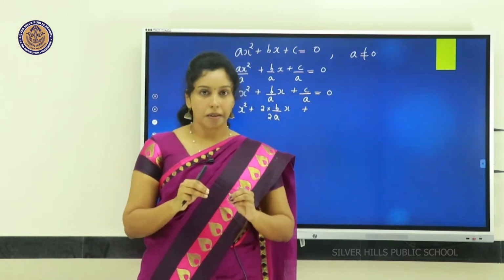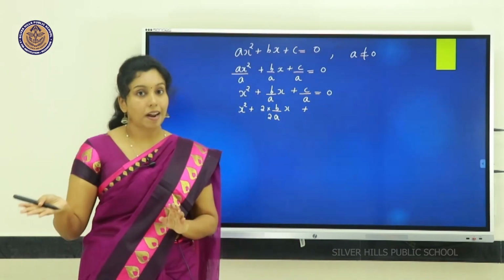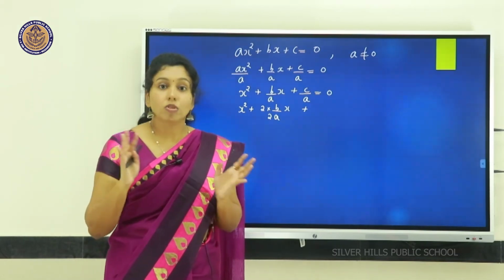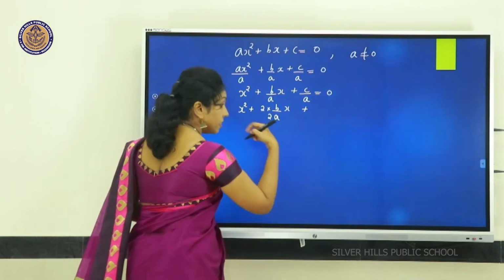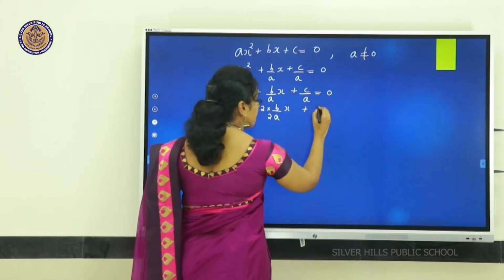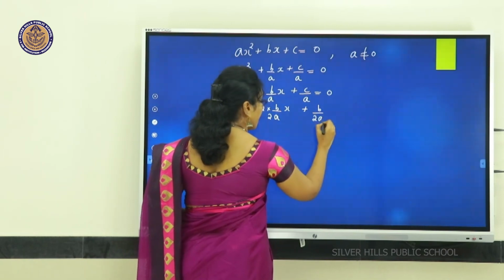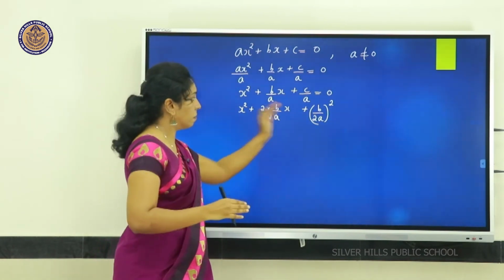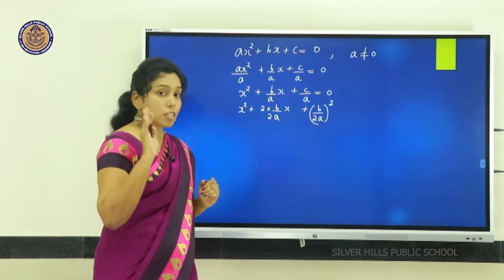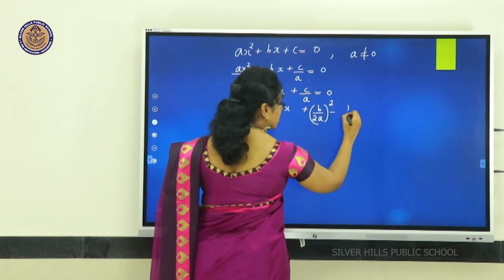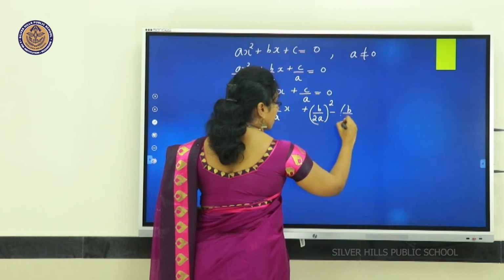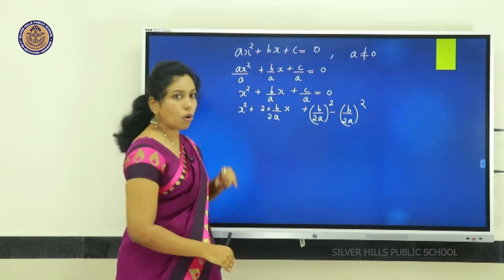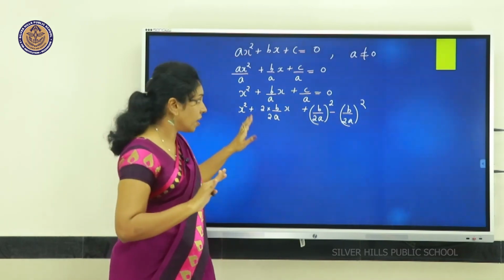I'm going to add a number, at the same time I'm subtracting the same number, so that the total effect is 0. No change is made there. And the number which I'm going to add is b by 2a the whole square. That's a number. So I'm adding this number here. Same time I'm subtracting this. So what happens? I'm adding and subtracting. So this thing goes. We get 0 and we get the original form. So no change has been made here.